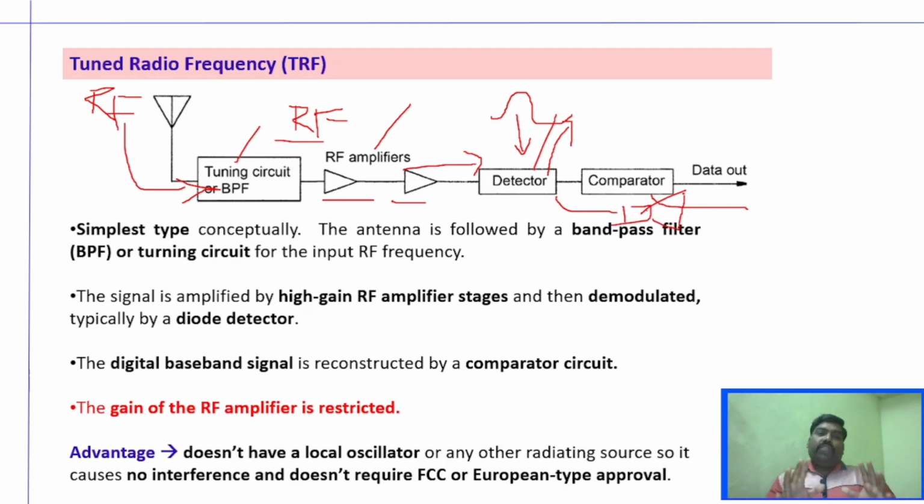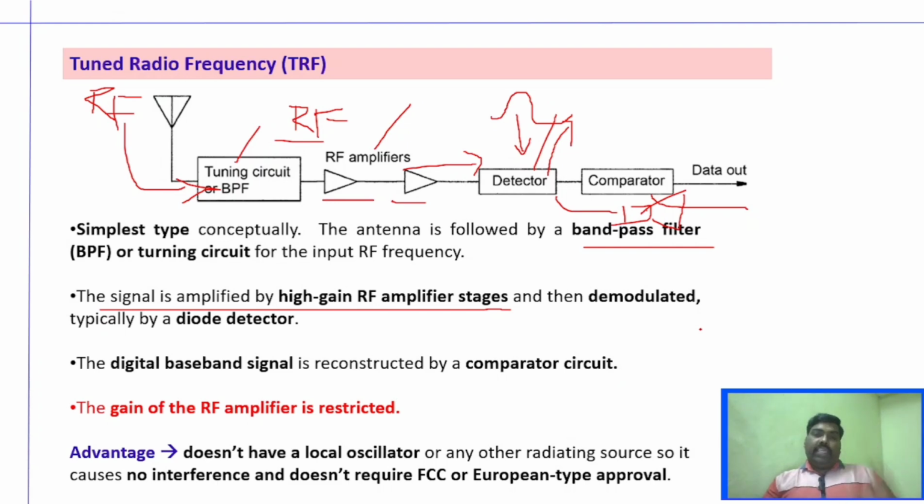So this is the working of the TRF receiver, the tuned radio frequency receiver. We receive the signal, tune it to a particular frequency, amplify that signal, and then convert it. You can see we have used a band pass filter, which tunes to the required frequency. The signal is amplified using RF stages and then sent to the detector, where it is demodulated to detect the original transmitted signal. If needed, we can use a comparator where the digital baseband signal can be reconstructed.